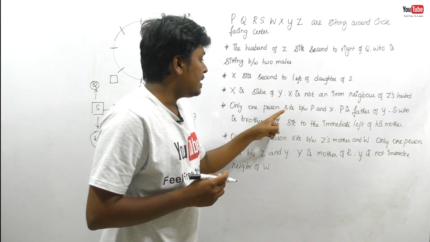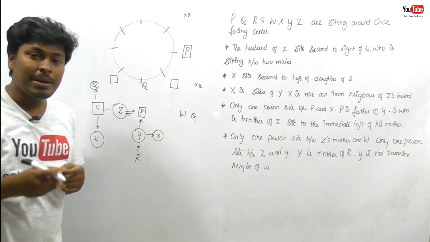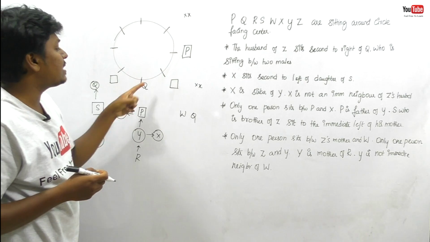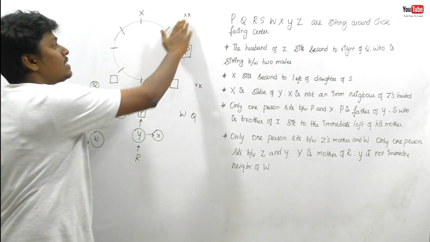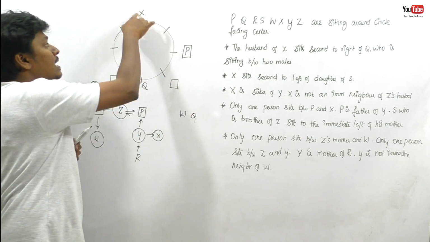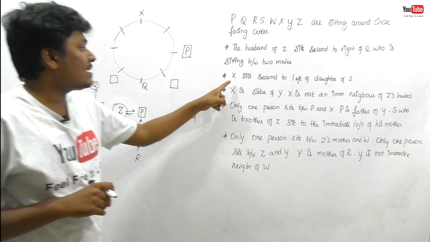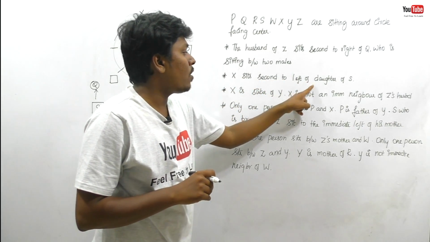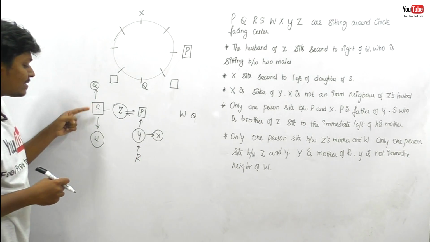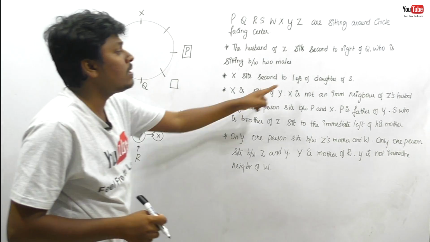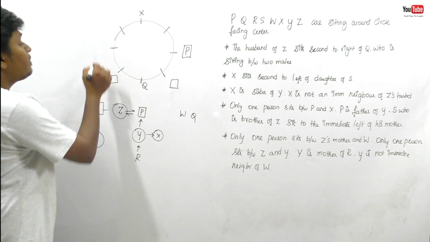Only one person sits between P and X. They have said that between P and X there is only one person sitting. So if only one person is sitting, definitely X can't be placed here. So only one possible chance, X should be placed here, right? Okay, between P and X there is a gap of one person. Let me see, friends. X sits second to the left of the daughter of S. So S's daughter. Who is S's daughter here? S's daughter is W. So at W's left-hand side at the second place, X should come.